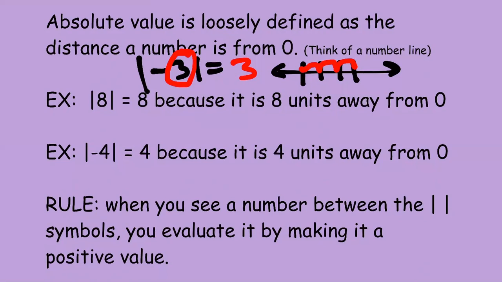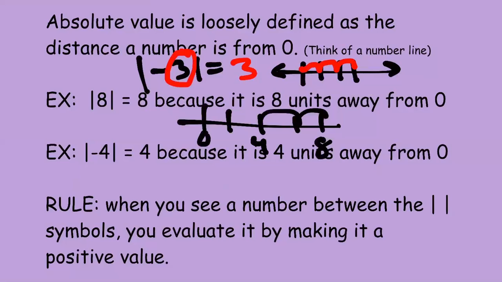So if we look at a few of these examples, the absolute value of 8 is 8. It's 8 units away from 0 if you did a number line. I'm not going to totally go crazy here. We do 2, 4, 6, 8 units away. So it equals 8. Same thing with -4. If you have 0 over here and you got -1, -2, -3, -4 right there, you are 1, 2, 3, 4 units away.